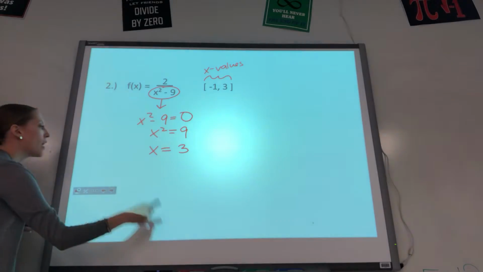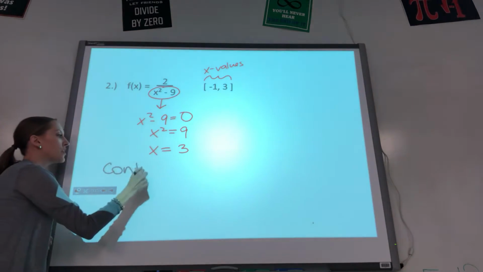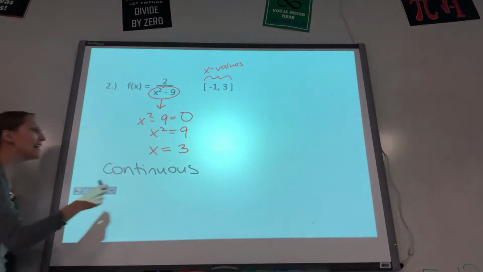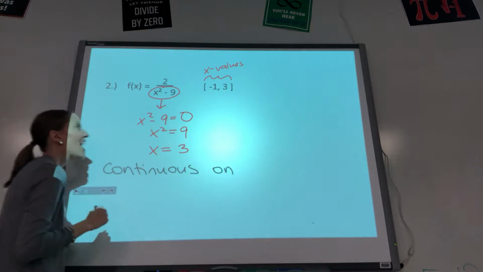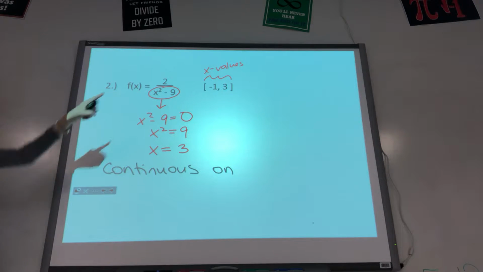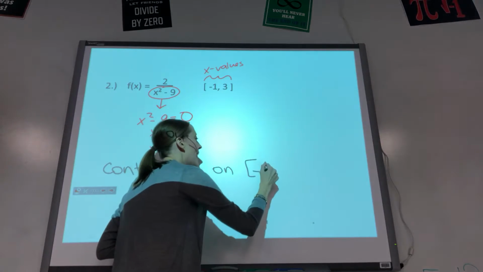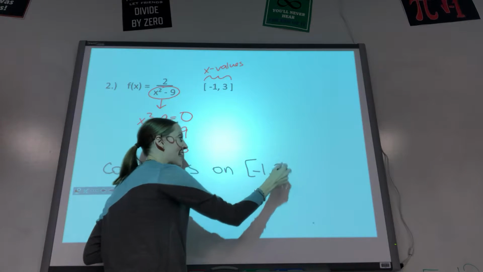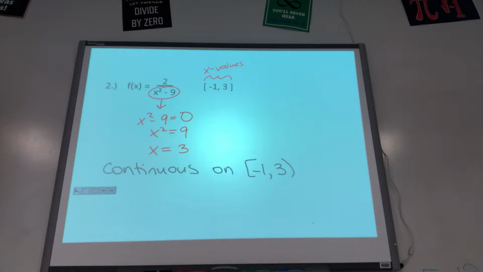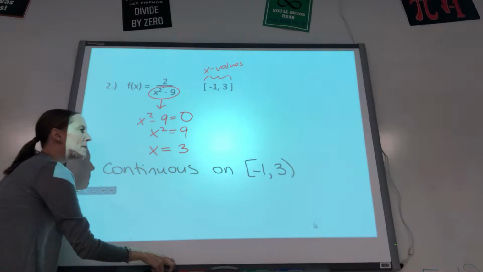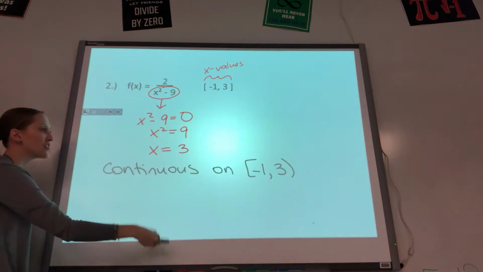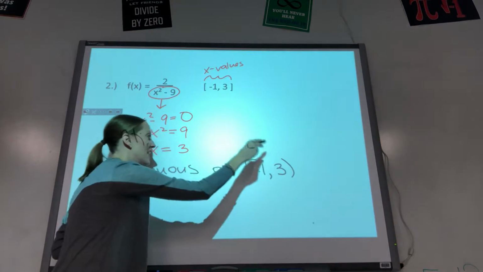Okay, so this is what you could say. You could say that the function is continuous on, I'm going to take that interval that they gave me and I'm going to use it, except for I'm not going to put a bracket with the 3 anymore. I'm going to put parentheses there because it's not actually continuous at 3.